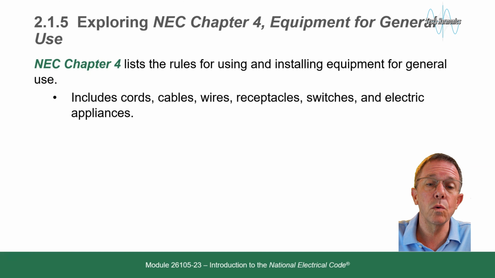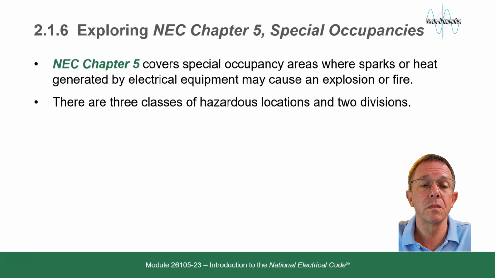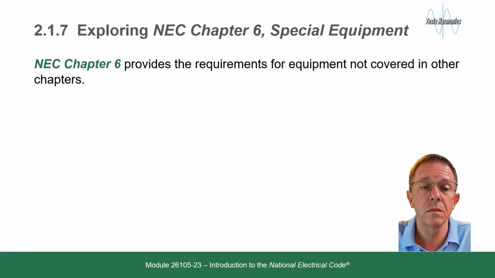Exploring NEC Chapter 4, Equipment for General Use. NEC Chapter 4 lists the rules for using and installing equipment for general use, and includes cords, cables, wires, receptacles, switches, and electrical appliances. Exploring NEC Chapter 5, Special Occupancies. NEC Chapter 5 covers special occupancy areas where sparks or heat generated by electrical equipment may cause an explosion or fire. There are 3 classes of hazardous locations and 2 divisions.